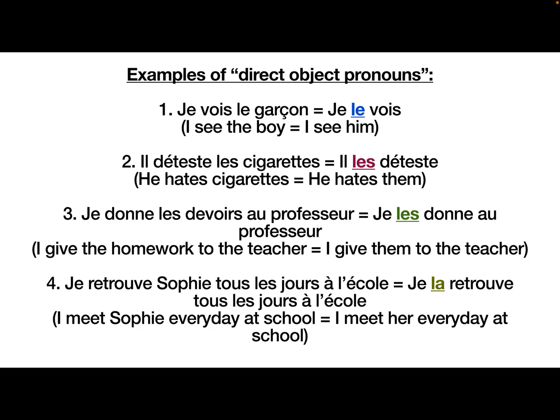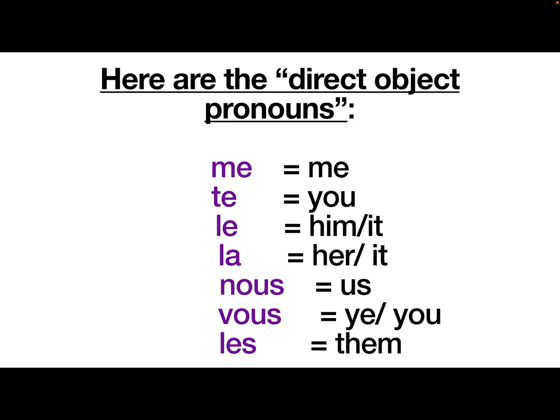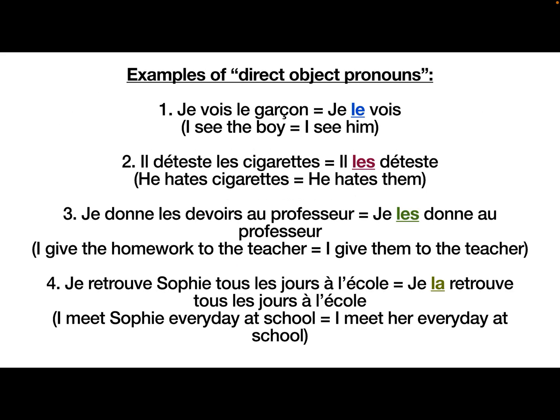Let's look at number 2. Il déteste les cigarettes. Okay, he hates cigarettes. I want to say he hates them. He hates them because of the smell. He hates them because they're so bad for you. So, il déteste les cigarettes. He hates them. Okay, I want to replace les cigarettes with a direct object pronoun, them. Let's look at our list of direct object pronouns. Them is at the very bottom of it. It's les.